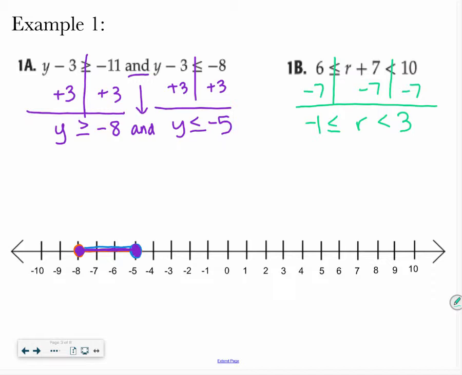So the way that I graph that one, I go to negative 1, and it's less than or equal to. We're looking for r is greater than that, but we will also want our r to be less than 3. So I have an open circle. And I know I'm looking for numbers that are greater than negative 1, but also less than 3. So that would be the answer for 1b.